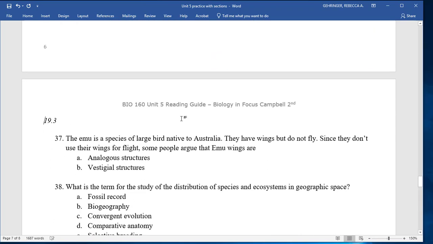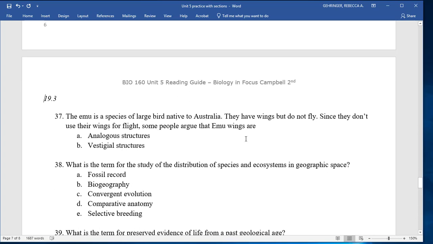So, 37. The emu is a species of large bird native to Australia. They have wings but do not fly. Since they don't use their wings for flight, some people argue that emu wings are which of these? If it's a structure that we don't actually use anymore, people might call it a vestigial structure.